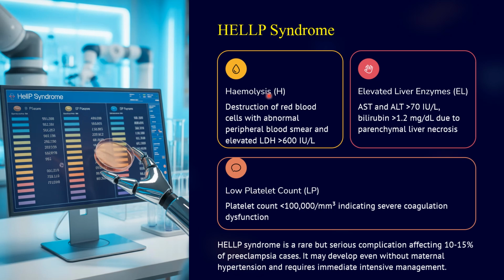There is destruction of RBCs with abnormal peripheral blood smear and elevated LDH. You also have elevated liver enzymes, where AST and ALT are more than 70 international units per liter, and bilirubin of more than 1.2. After that you have a low platelet count, which is less than 1 lakh. This low platelet count indicates severe coagulation dysfunction.